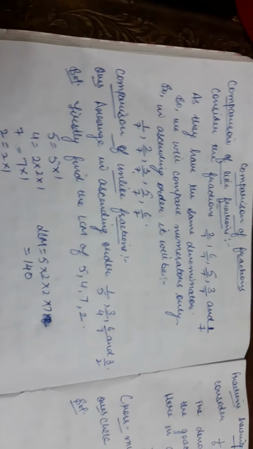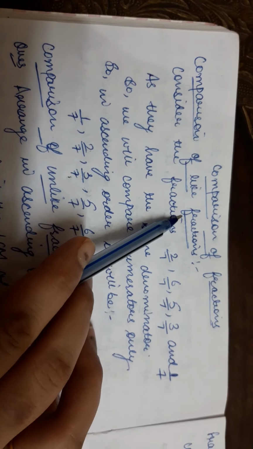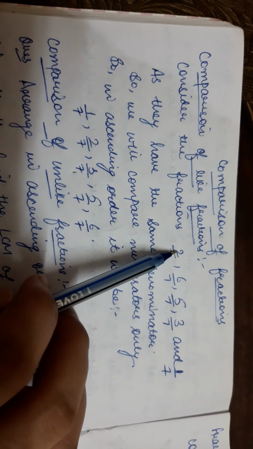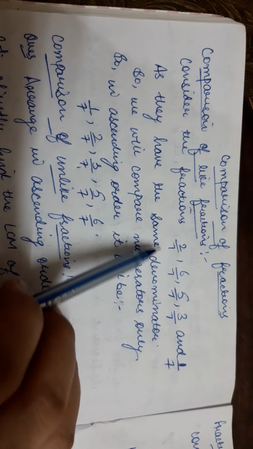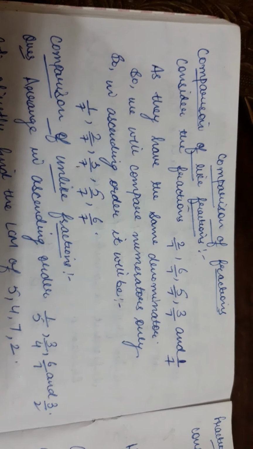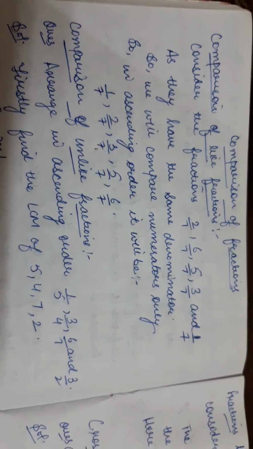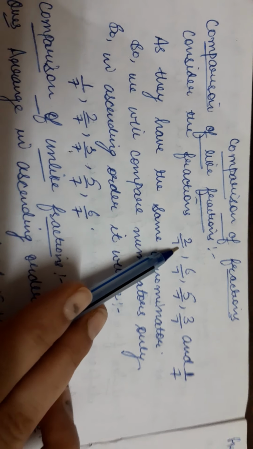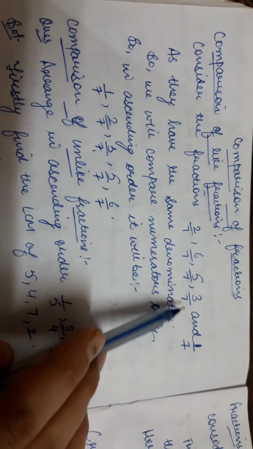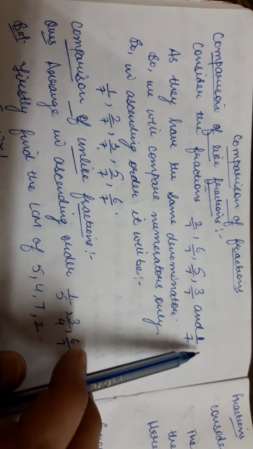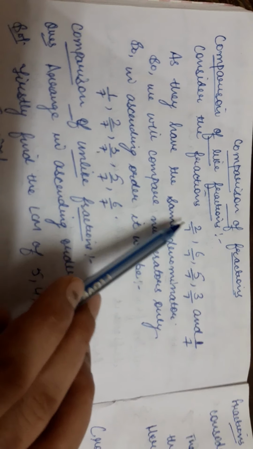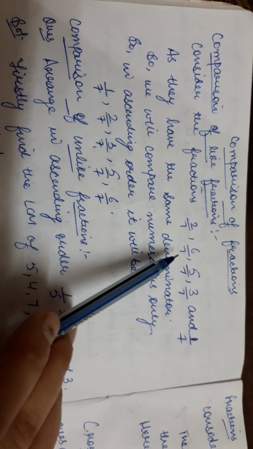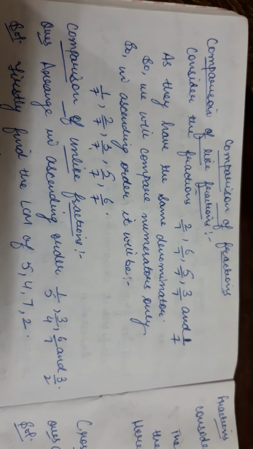Next, if I want to compare the fractions, which one is greater, which one is smaller. So if I have like fractions, what I will do? I will just see their numerators. The numerator which is smaller, that fraction will be smaller, and the numerator which is bigger, that whole fraction is bigger. So if I have these fractions 2 by 7, 6 by 7, 5 by 7, 3 by 7 and 1 by 7. Here 1 is the smallest numerator, so 1 by 7 is the smallest fraction, then 2 by 7, then 3 by 7, then 5 by 7 and then 6 by 7. So this is the ascending order of the fractions.